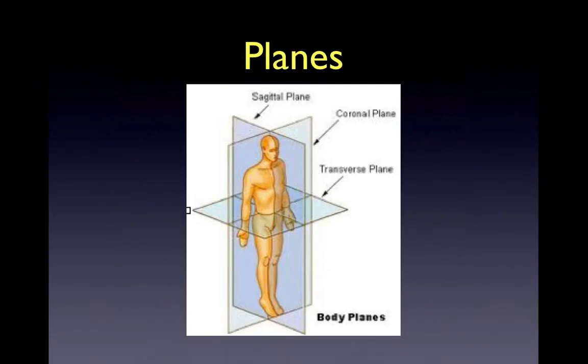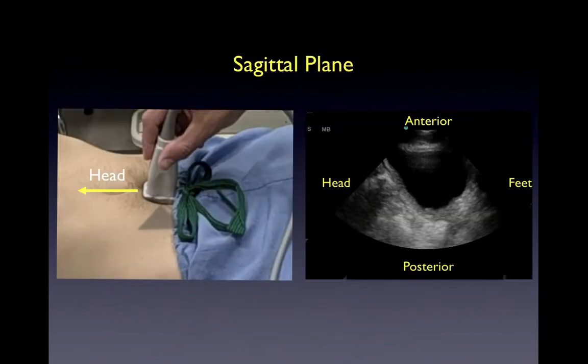For almost all of your applications, you will image in more than one plane. This diagram gives you a sense of the different planes that we'll be discussing: the sagittal plane, the coronal plane, and the transverse plane. When your probe is oriented in the sagittal plane, you're essentially separating the right-hand part of the body from the left-hand part of the body.